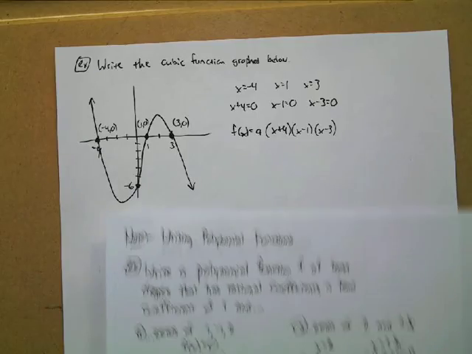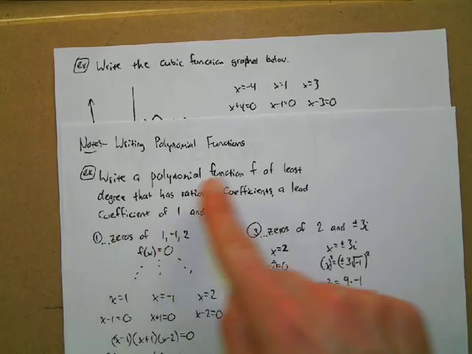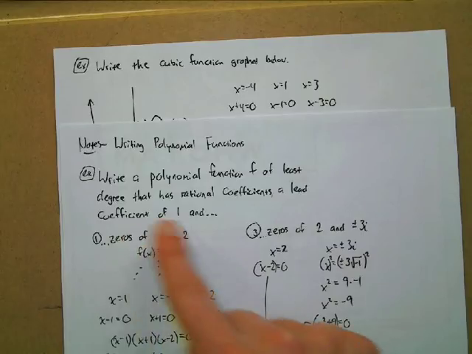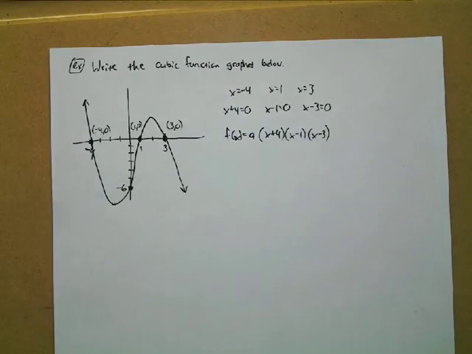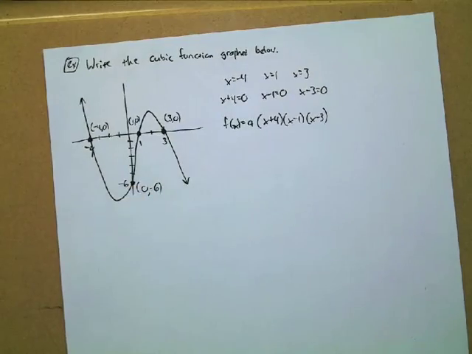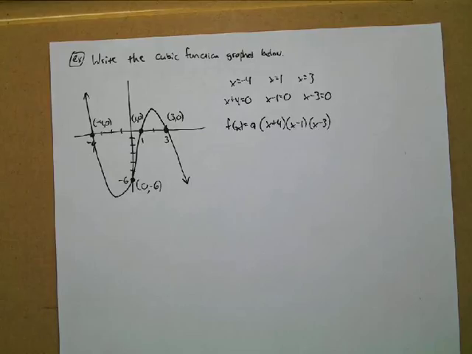Okay. So we have everything that we need. We have all the zeros set up. We just need to figure out what that a value is. And that's where that other point comes in. We know the y-intercept is 0, -6. So how can we use that to help figure out what the a value is going to be here? What can go where? -6 in for y. And what goes in for x? Where does 0 go? So it'll be -6 equals a times 0 plus 4 times 0 minus 1 times 0 minus 3.